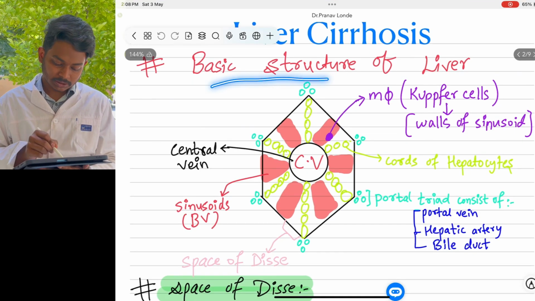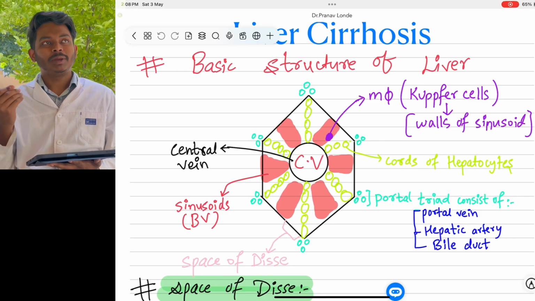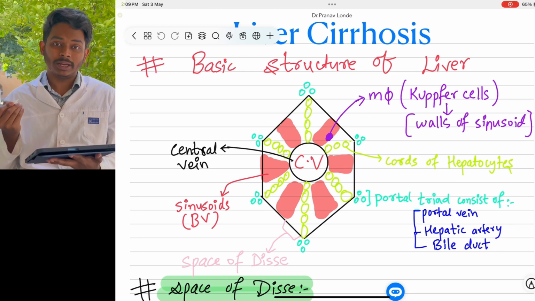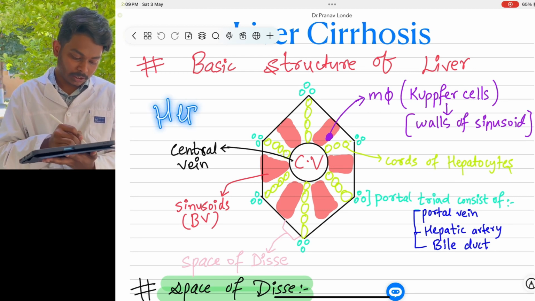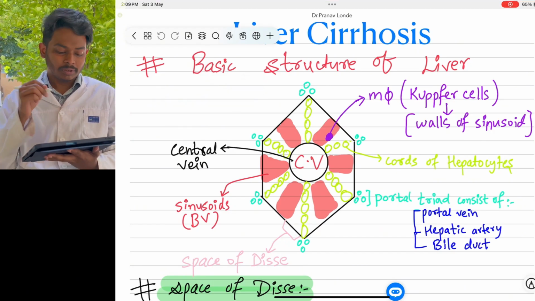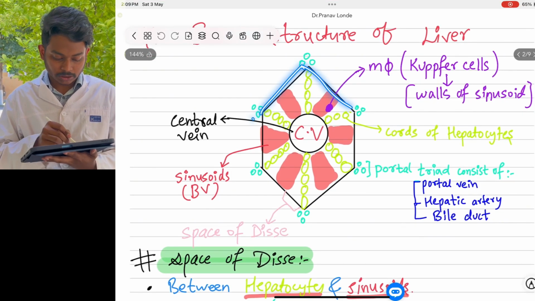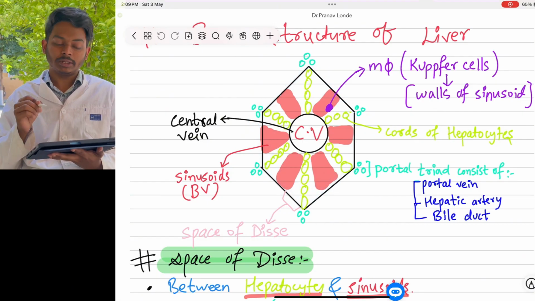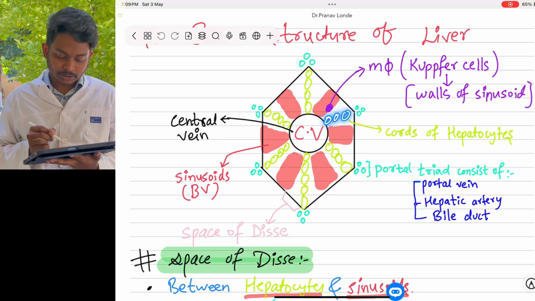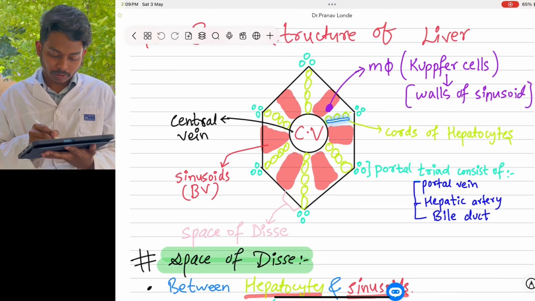Starting from the basic structure of liver, what we have in liver. As we know, the basic structure of the kidney is the nephron. Like that, the basic structure in the liver is the hepatocytes, which are the cells, or we can call it the hepatic lobule, which is hexagon in shape. Starting from the center, we have the central vein, then we have the cord-like structure. Cord-like means it is attached in the form of string. So these are the cords of hepatocyte cells.